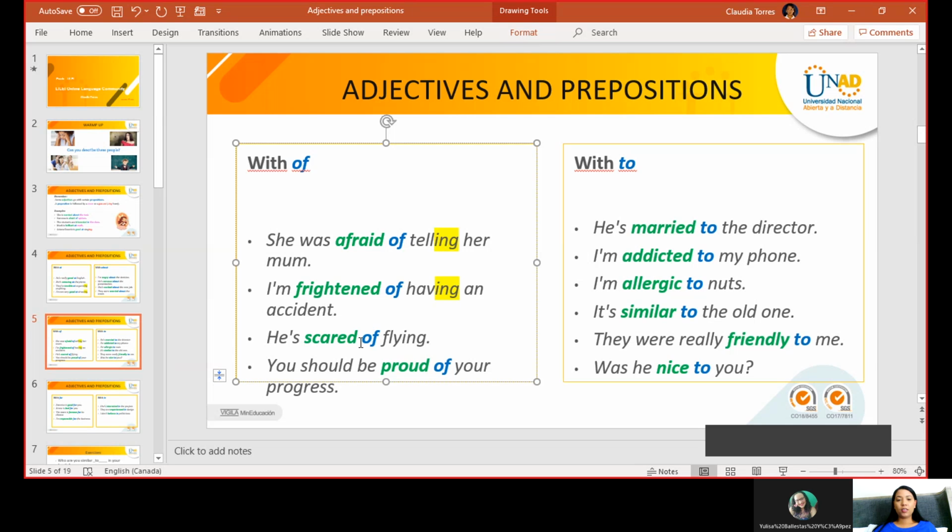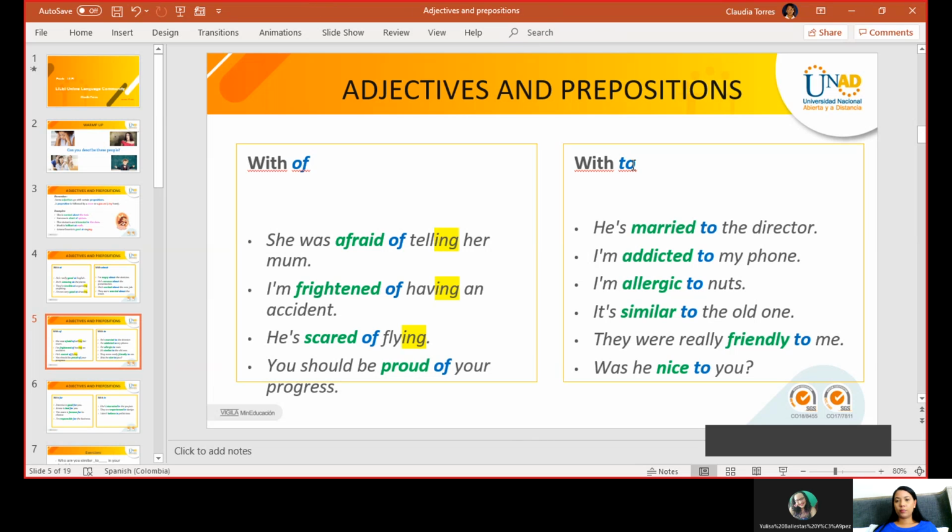He's scared of flying. So again, flying, ing, it's a verb. And you should be proud of yourself or proud of your progress. Your progress is not a verb, it's a noun, so you don't need ing.